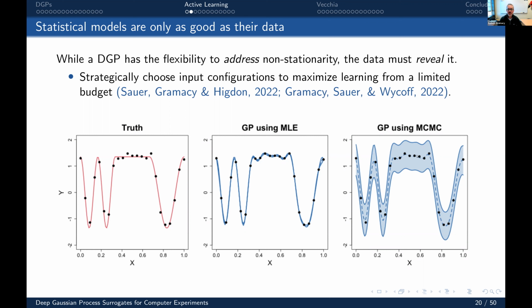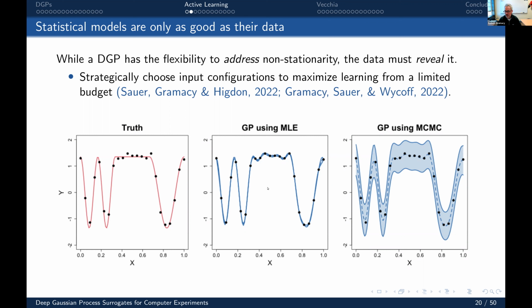Perhaps more importantly for choosing input configurations to maximize learning, intuitively, you need more training data locations here and here compared to here if you're going to learn this function efficiently. If you have just a uniform sampling of points, you're going to waste a lot of them in this region because the dynamics that you're trying to learn are not complicated in that region. They are complicated over here.